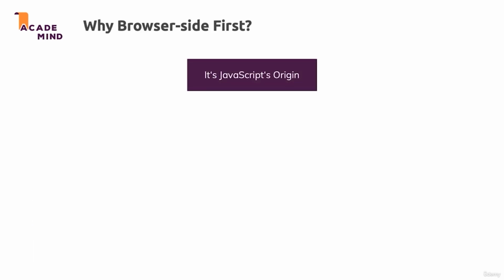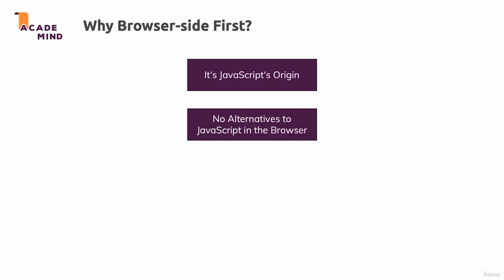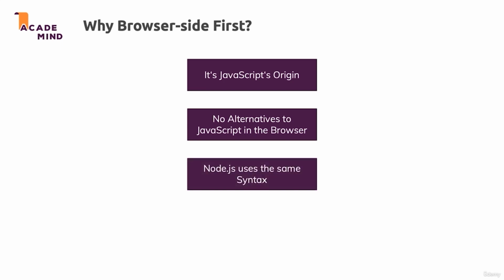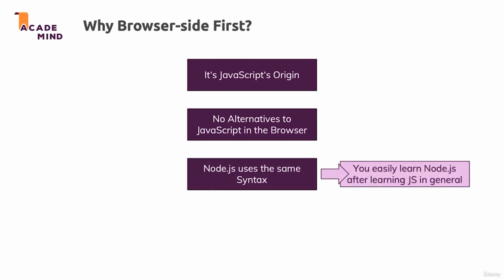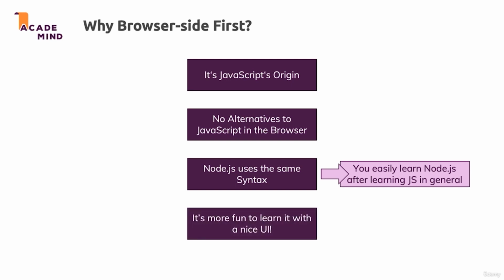It's JavaScript's origin. There are no alternatives to JavaScript in the browser, so you might not be interested in using JavaScript on a server. If you are interested in front-end, in browser-side web development though, you have to learn JavaScript because that is the only programming language you can use there in the end. You can then transfer your knowledge because Node.js uses the same syntax, so you easily learn Node.js after learning JavaScript in general or in the browser. And it's more fun to learn JavaScript if you see something on the page.